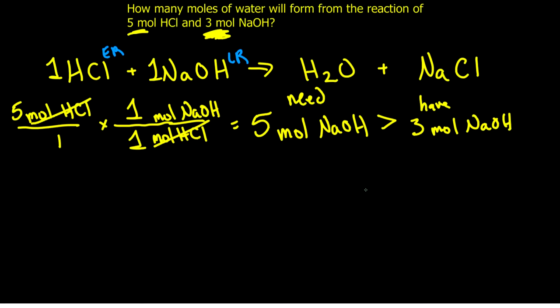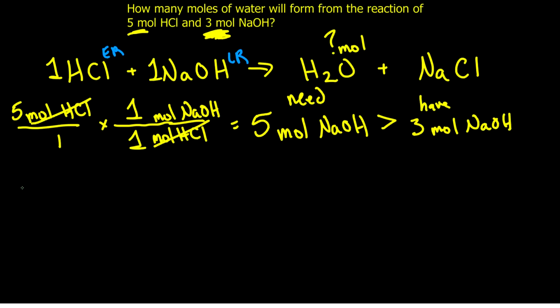So any stoichiometry work we do from here on out, we're going to use sodium hydroxide, and we're going to completely ignore hydrochloric acid unless the problem specifies something about it. So let's continue on. It says how many moles of water will form. So we're looking for H2O, and we're looking for how many moles of it. So now we're just doing regular old stoichiometry.